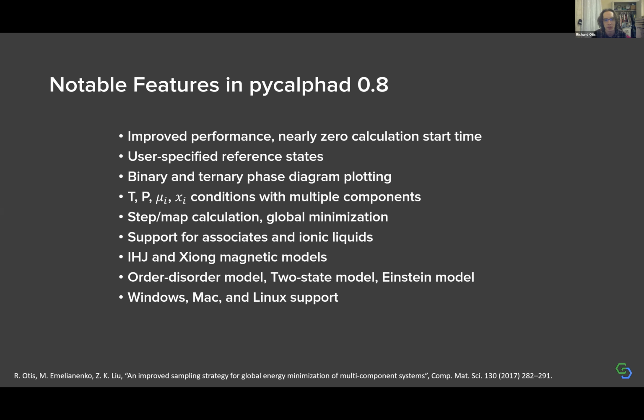We also support the associate model and the two sublattice ionic liquid model. And support for ionic solids is on the way, which we hope to ship in the 0.9 series. We also support the standard magnetic ordering models like the Inden-Hillert-Jarl model and the more recent model due to Wei Xiong and collaborators. And then just continuing down the list, order-disorder model, two-state model, Einstein model.